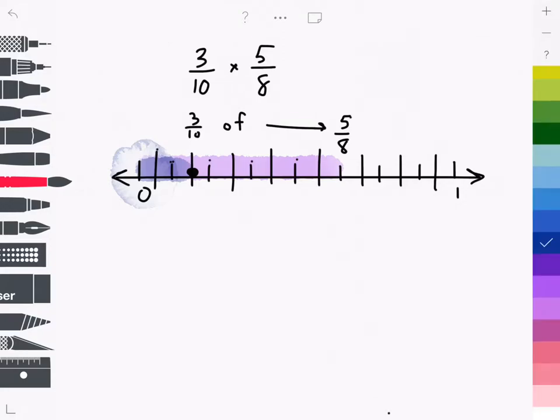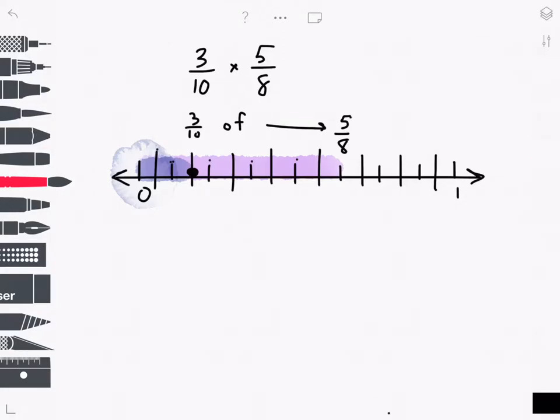Okay, so now I can name that point on the number line by thinking about how I divided up this line. So we started with eighths, but then I split each of the eighths in half. So now the line is split into 16ths. So this point is at 1, 2, 3 16ths.